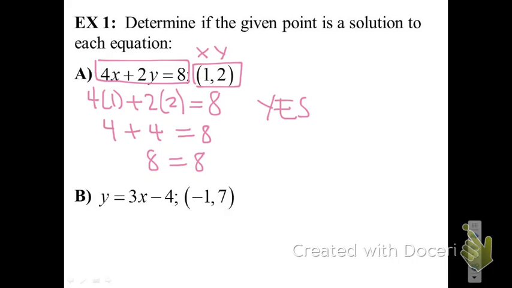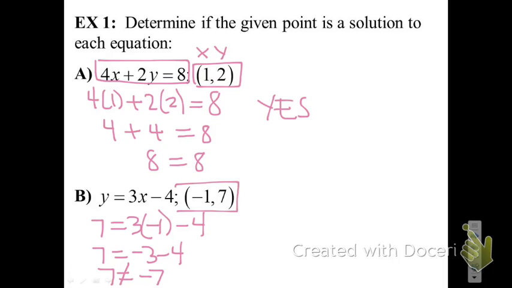You're going to go into this equation, replace the y with 7, replace the x with -1, and then simplify that. 7 equals 3 times -1, which is -3, minus 4, and we end with 7 equals -7. Because this is not a true statement, that means that this point is not on the line, and we say no, it is not a solution.